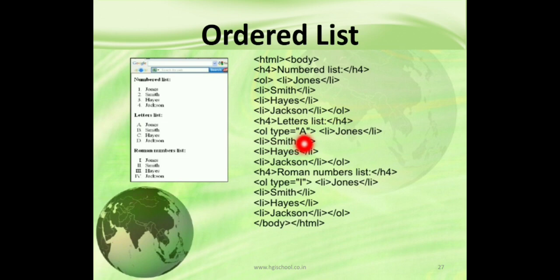OL type A. That means the four list items will be in the sequence capital A, B, C, D. Got it? So LI Smith, LI Hayes, LI Jackson. Now H4, Roman numbers list. For capital Roman numbers you write OL type capital I. Then four list items will be displayed with capital Roman numbers. Then you have to close the body tag and HTML tag.